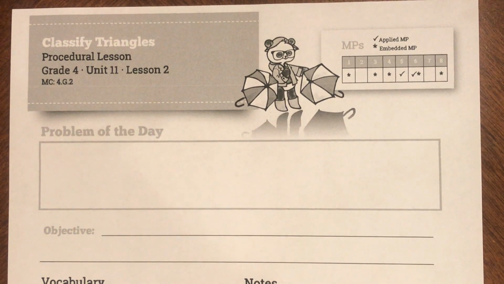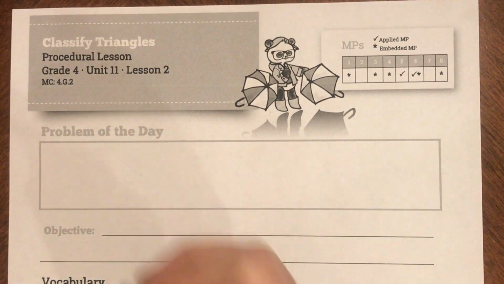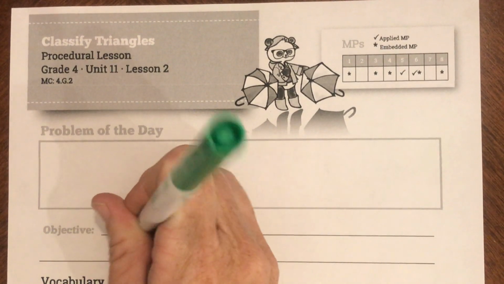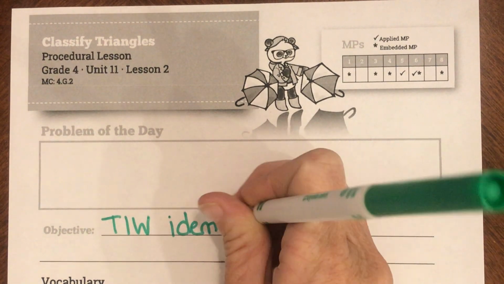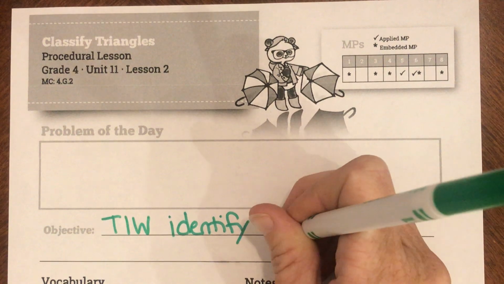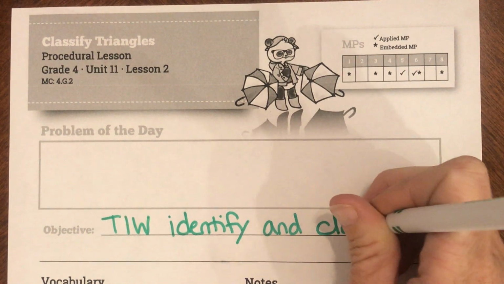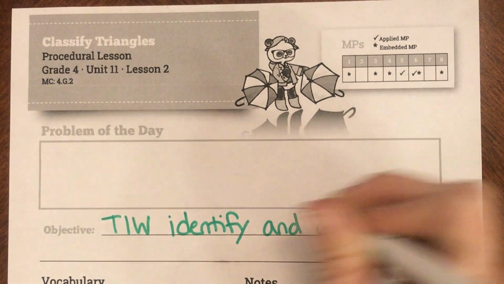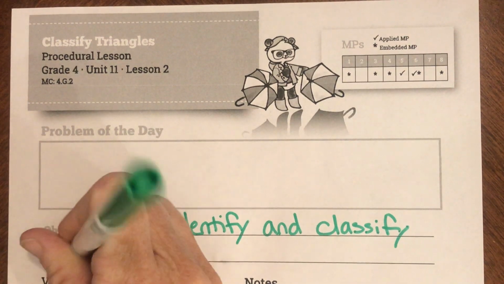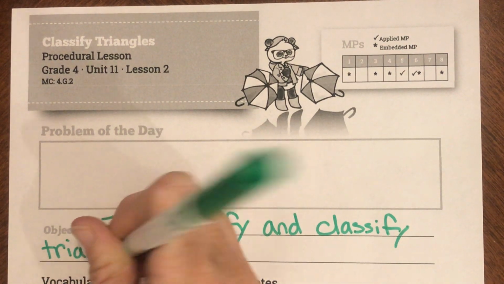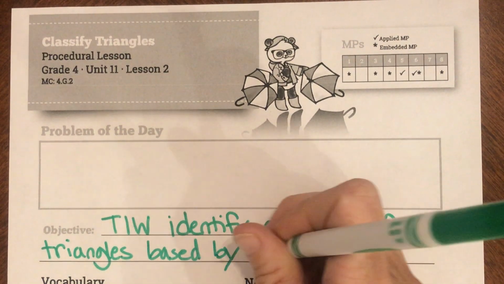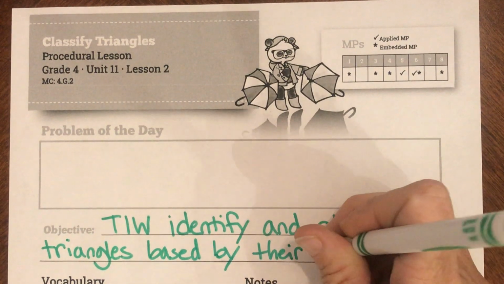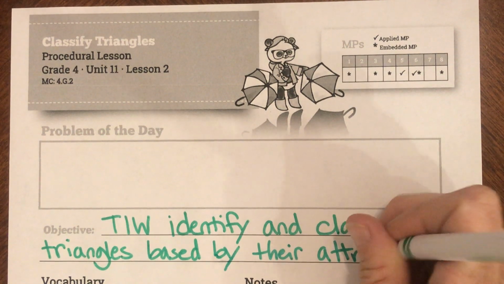We are just going to be continuing with what we did yesterday. So our objective is the same. It is, today I will identify and classify triangles based by their attributes.